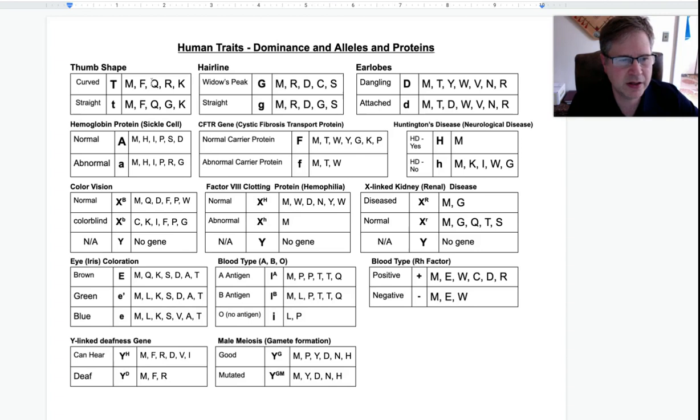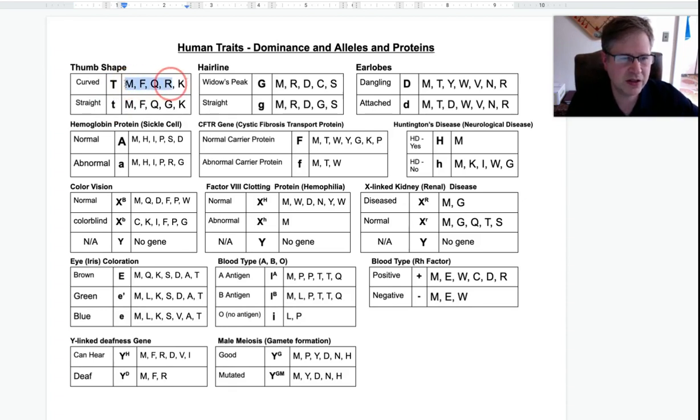So you recognize what I've done here for the trait, the gene, thumb shape, two different traits. The curved thumb, like Mr. Ackert has, and then the straight thumb, which some of you may have. Mr. Ackert does not have a straight thumb. We also see these two letters here, a big T and a little t, and you might remember that from other science courses about dominance and recessive, and I'll come back to that in a moment.